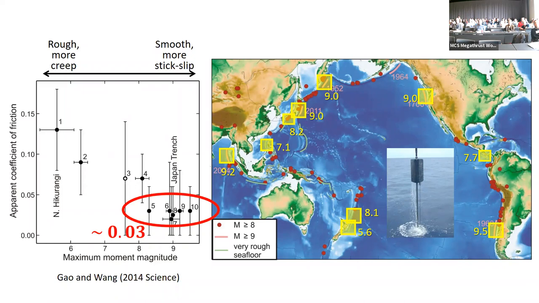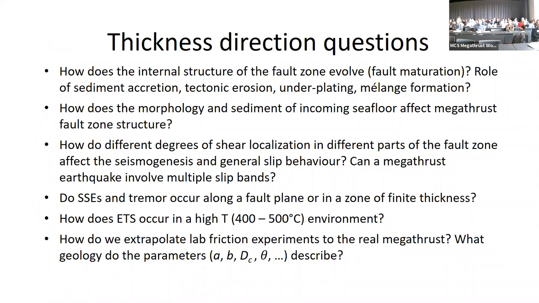So there's a bunch of thickness-direction questions. How does the internal structure of the fault zone evolve with time? What is the role of sediment accretion, tectonic erosion, underplating, and mélange formation? How do the morphology and sediment of the incoming seafloor affect megathrust fault zone structure? How do different degrees of shear localization in different parts of the fault zone affect seismogenesis and general slip behavior? Can a megathrust earthquake involve multiple slip bands? Do SSEs and tremor occur along a fault plane or in a zone of finite thickness? Good question, right? How does ETS occur in a high temperature environment? It's pretty strange. And how do we extrapolate laboratory experiments to the real megathrust? What geology do these parameters describe?